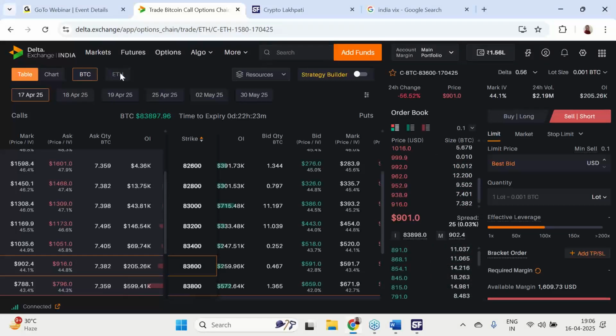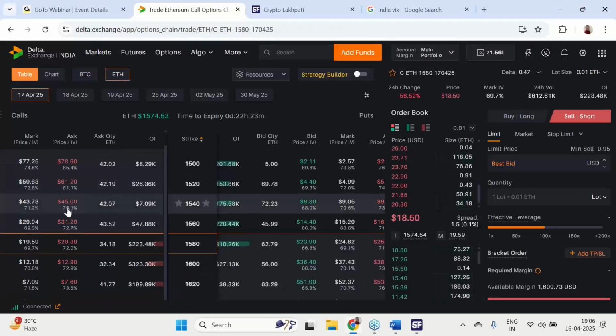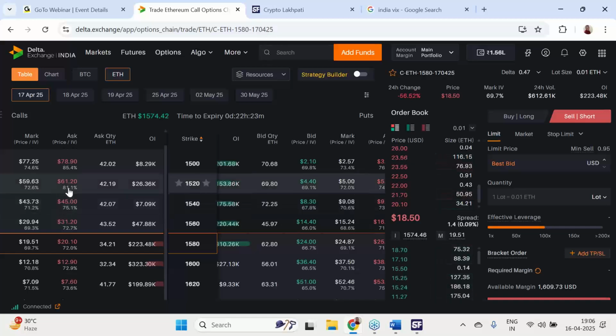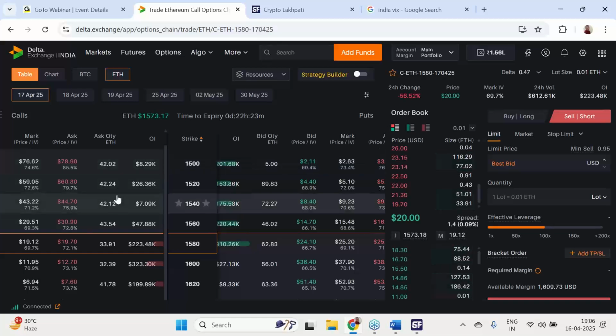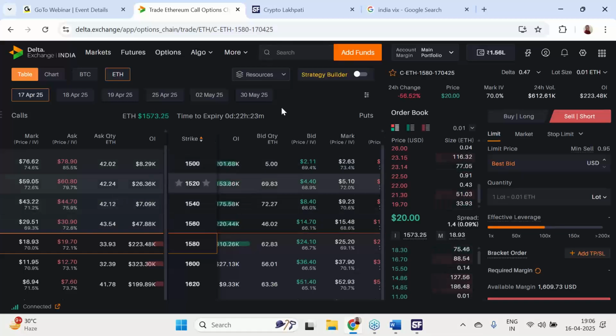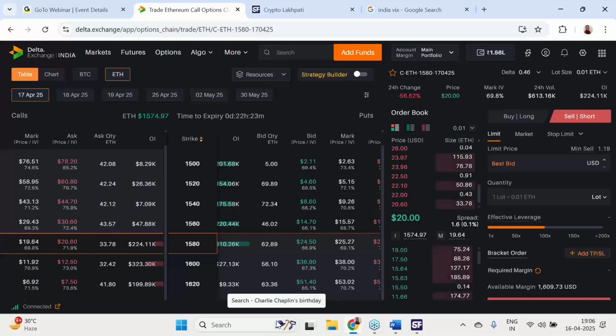I'm not telling it illogical things. Here in Ethereum, you can say 70-80% VIX, meaning volatility or IV. This 80% IV means it is 6 times bigger than the IV of your Nifty options. So if you implement a similar strategy here, your profit will be 6 times bigger.